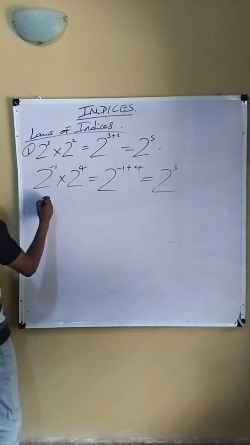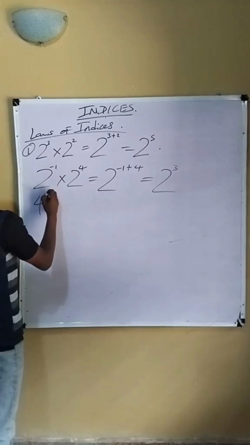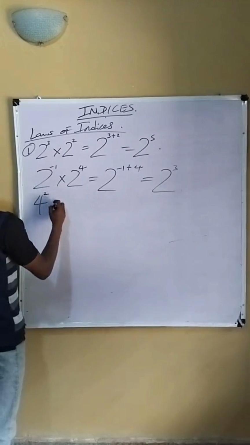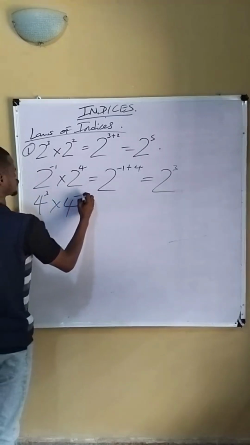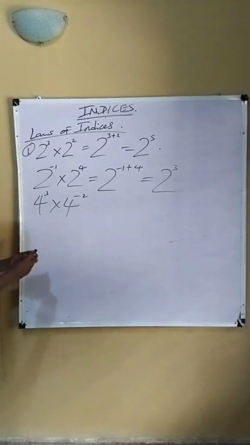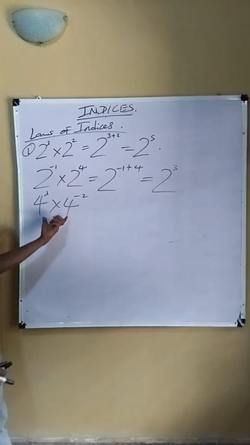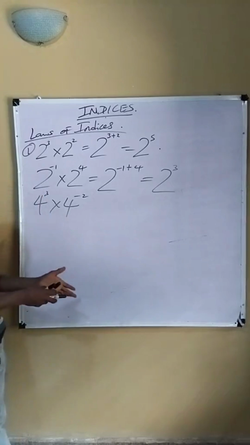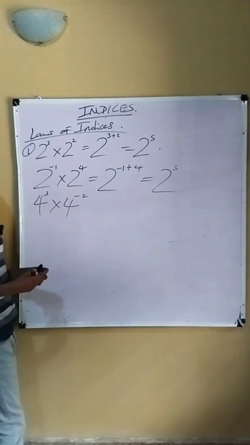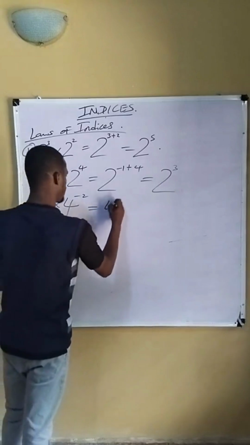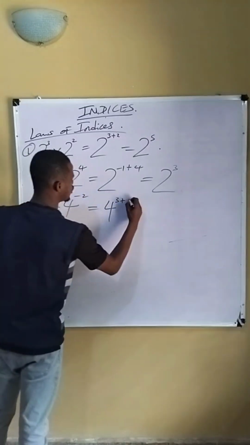What about if you have something like this, 4 raised to the power of 3 times 4 raised to the power of minus 2? You can see that you are still multiplying indices of the same base number. Now you pick one of the base number and add the indices. You are going to have 4 raised to the power of 3 plus minus 2.